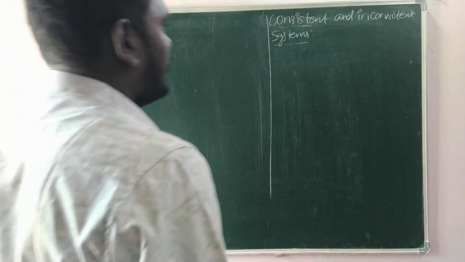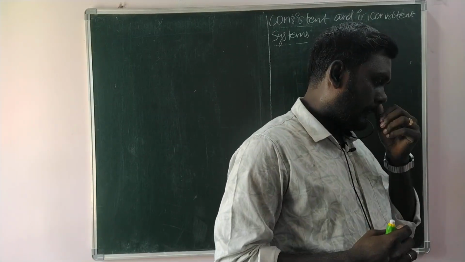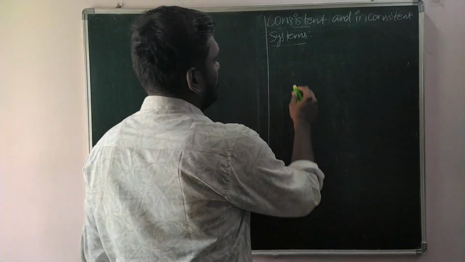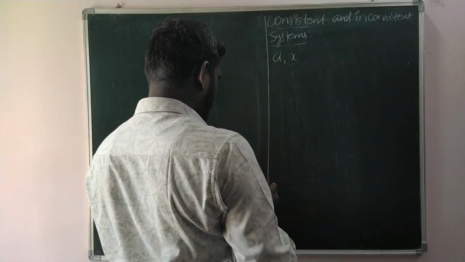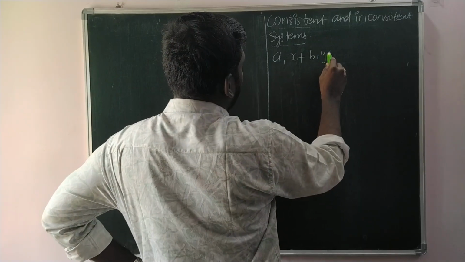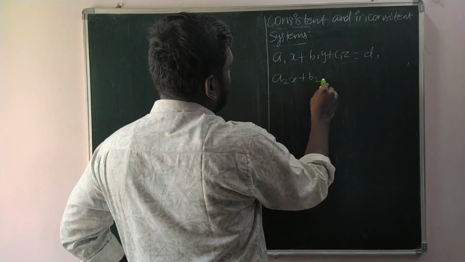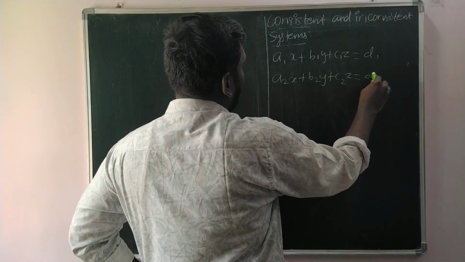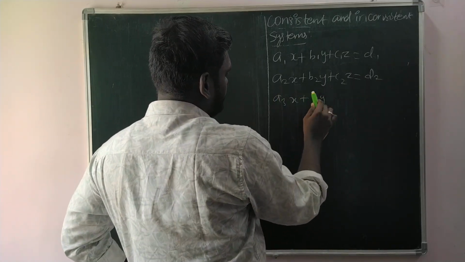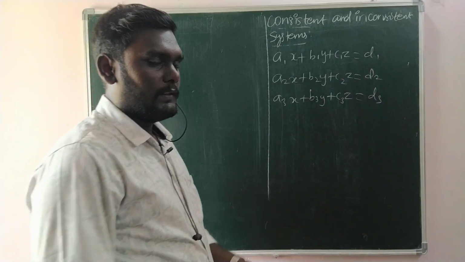Consistent and inconsistent systems means there are systems of equations we have seen earlier. Remember, are you listening here? The equations are a1x plus b1y plus c1z is equal to d1, and a2x plus b2y plus c2z is equal to d2, a3x plus b3y plus c3z is equal to d3. Like we have seen previously, right?